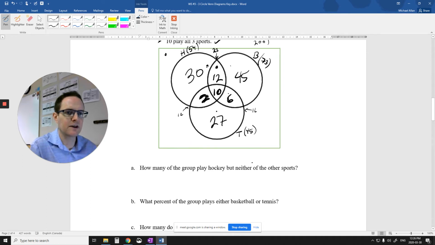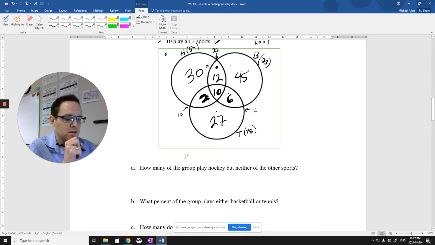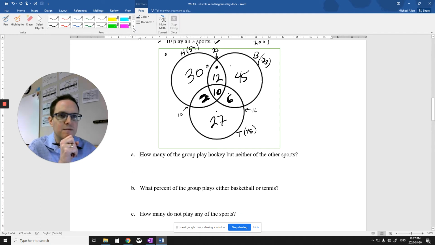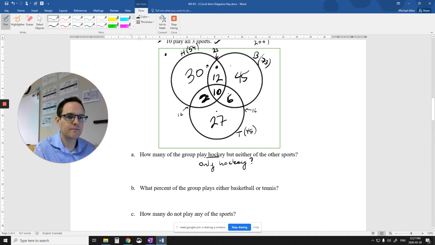So let's figure out what they're asking here. How many of the group plays either, let me move this up a bit so I can see all the questions at once, hockey, but neither of the other sports. So they're actually saying how many kids only play hockey. All right, so to answer that question, 30 kids.